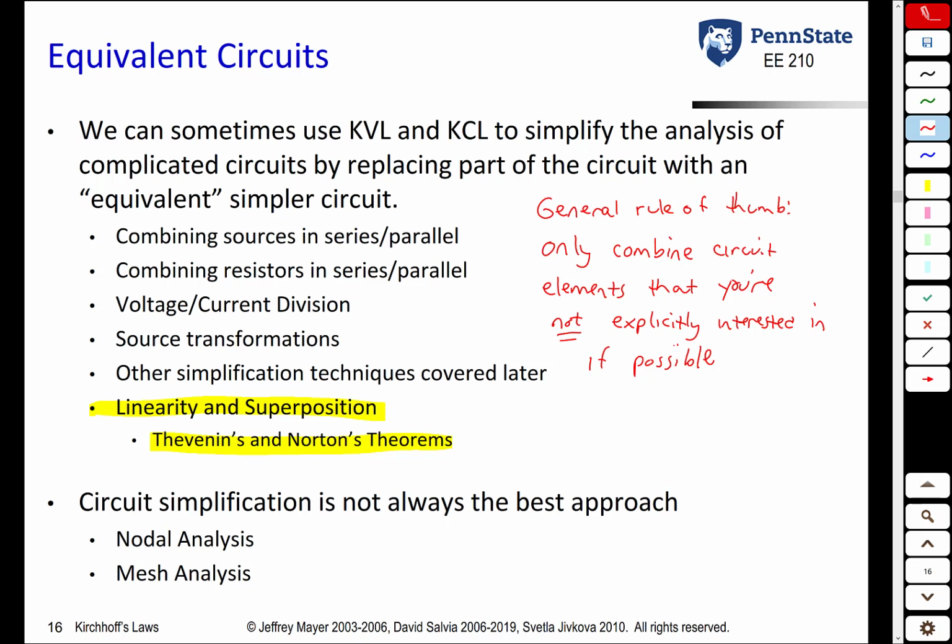We're going to see that equivalent circuits can effectively be used to solve a lot of circuits, but we're going to see also that it's not always the best approach. In some cases, you want to come up with very systematic ways to solve circuits without simplifying the circuits, and that's going to be nodal analysis and mesh analysis. Nodal analysis is covered in sections 4.2 to 4.4 of the book, and mesh analysis in sections 4.5 through 4.7. But for now, we're going to focus on combining sources, combining resistors, voltage and current division, and source transformation. That's what we're going to be looking at now.